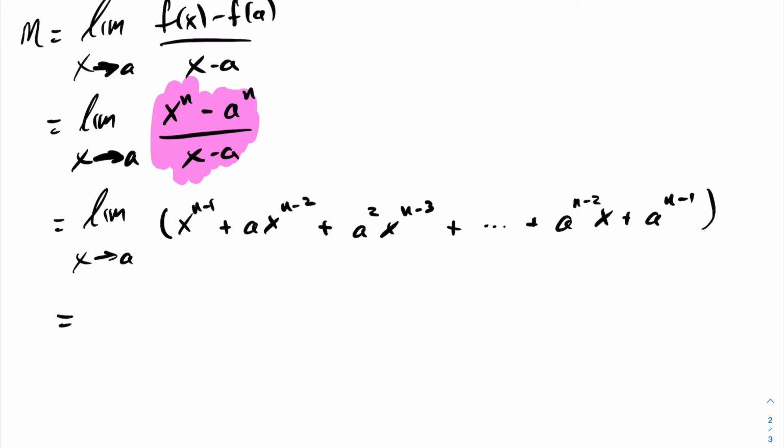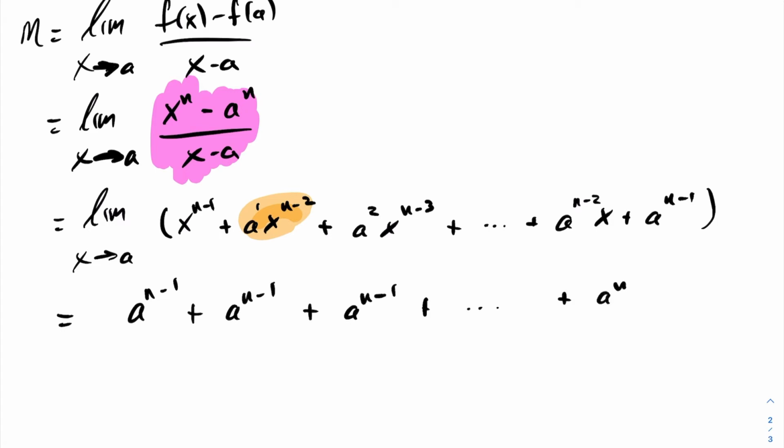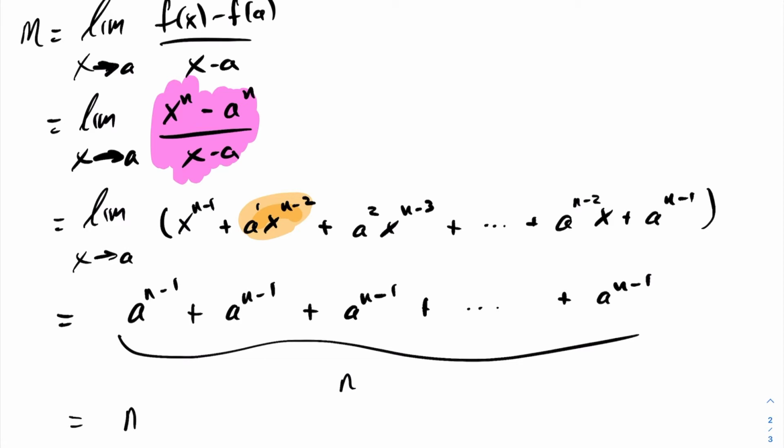It's continuous. I can sub this value in. When I sub these in here, my first term will be a to the n minus 1. My next term here, if I sub in for x, I put in an a, we're going to get a to the 1 times a to the negative 1, which again will be a to the n minus 1. Again, we get a to the n minus 1 all the way down right to the very end. Well, how many of these terms are there? There's exactly n of them. This becomes n a to the n minus 1.